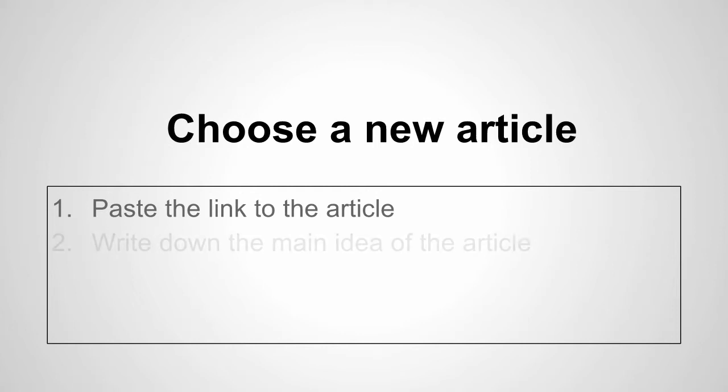So here's what I want you to do right now. I want you to choose a new article. I want you to paste the link to the article right in the prompt. And I want you to write down the main idea of the article. So your task is to write down the main idea of the article in about 2 sentences or so. So read the article, make sure you read the article, paste the link, and then write down the main idea of the article. All right, go. All right, good.